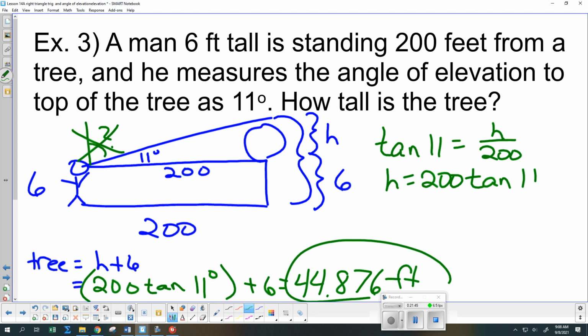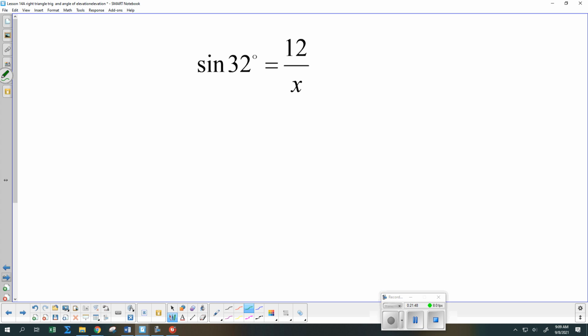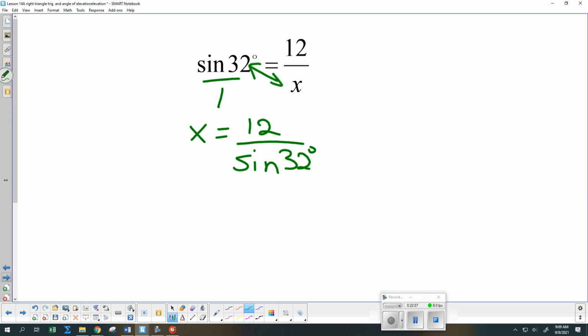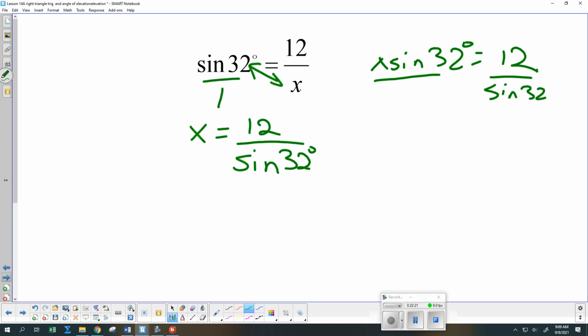Questions there? Okay, I'm not going to go through this whole one, but I want to remind you, if x is in the denominator, so far we've been doing things like 200 tangent 11. If x is in the denominator, remember you can switch one diagonal, and x is 12 divided by sine of 32. Or you could go through and say, I'm going to multiply both sides by x, and then I'm going to divide both sides by the sine of 32. And you've got the same thing. So be careful when you're doing that.